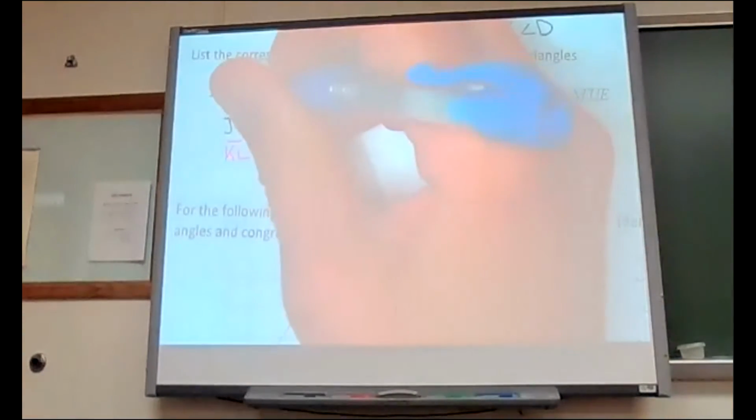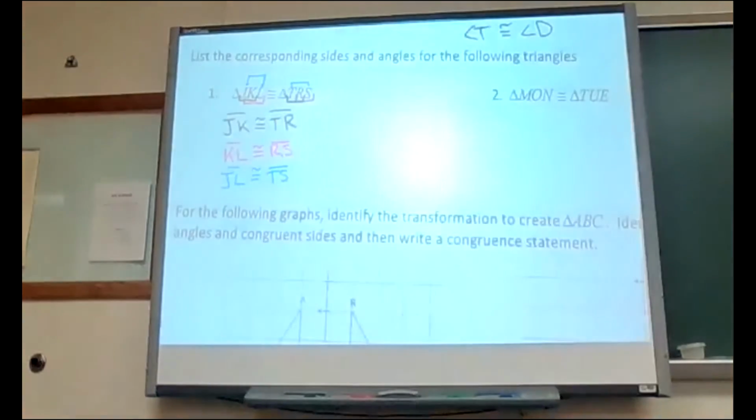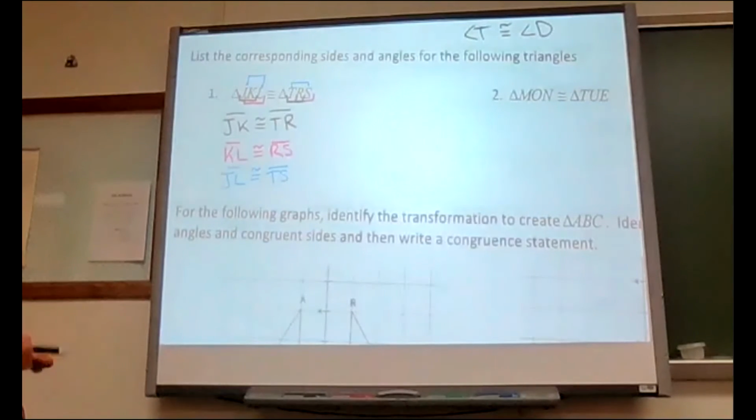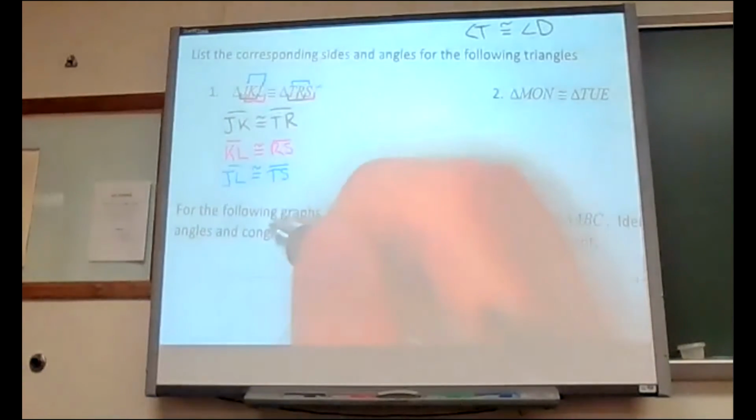And then our last ones are going to be our outer sides. So connecting J and L, what would that be congruent to? TS. And then we have angles. So given that these triangles are congruent, all of these sides are congruent.